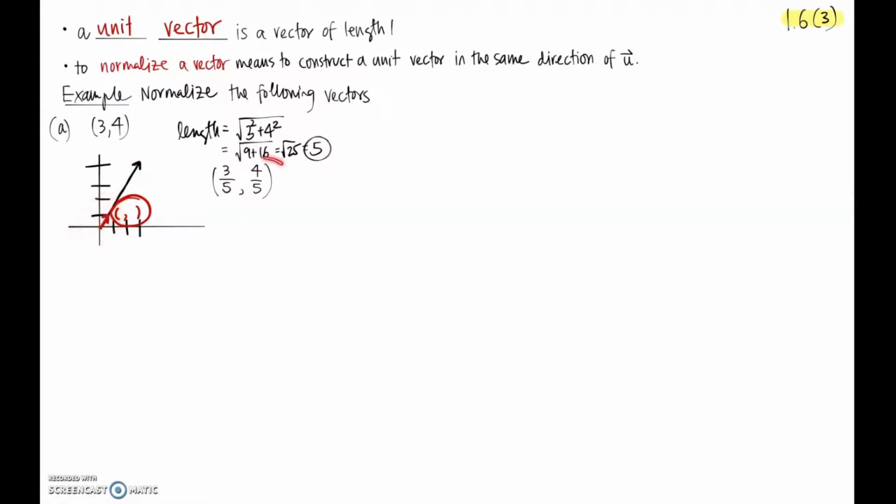You could go ahead and find the norm of this, and you'll see that it's going to be length 1. You'll end up with 9 over 25 plus 16 over 25, which is 25 over 25. The square root of that is 1. The length of this vector is definitely 1, and it is in the same direction as the original vector.